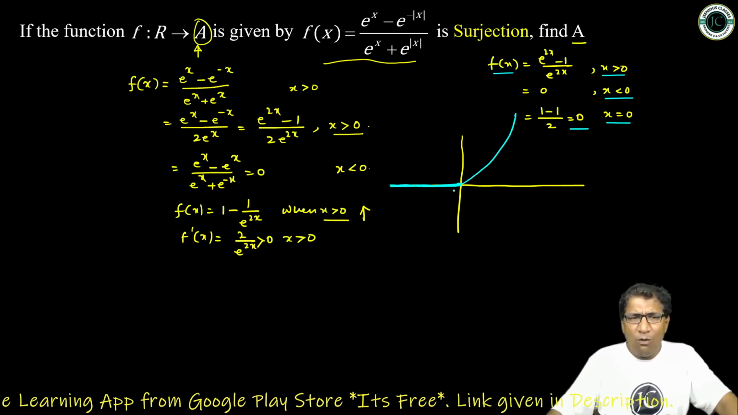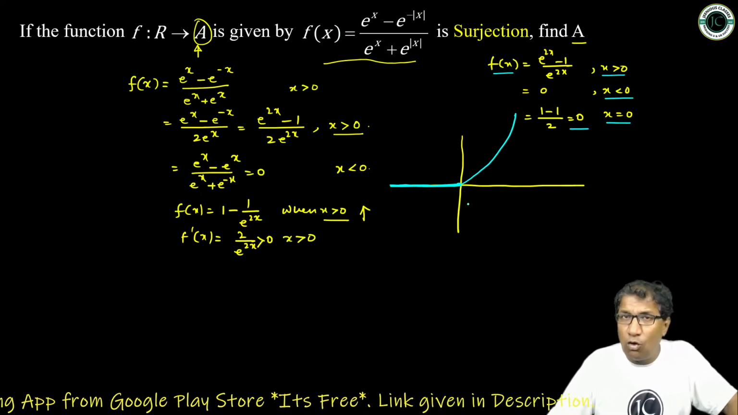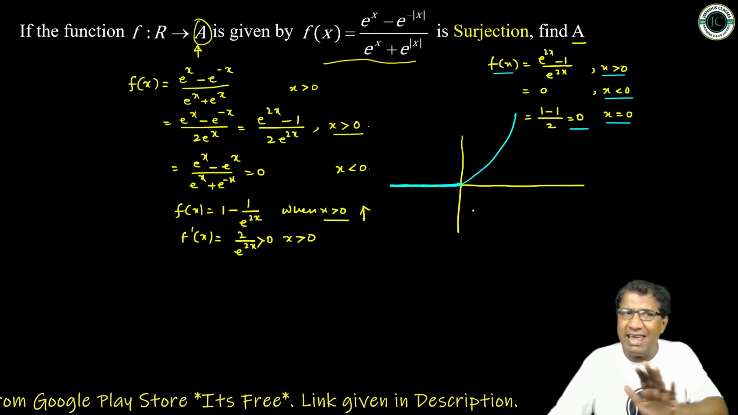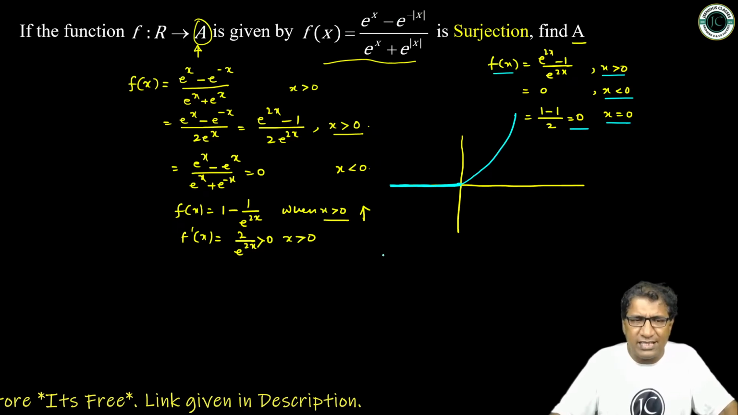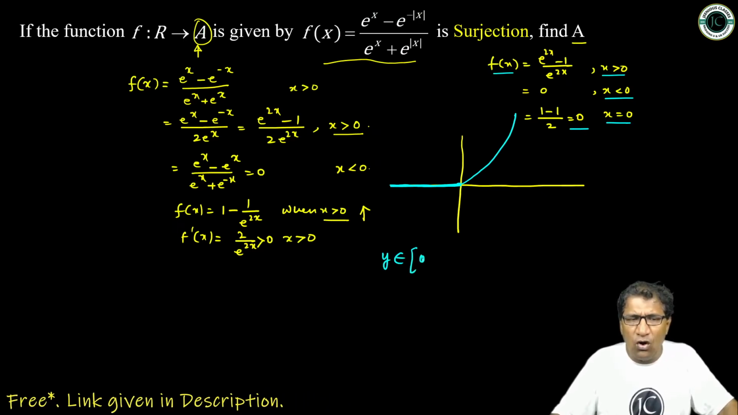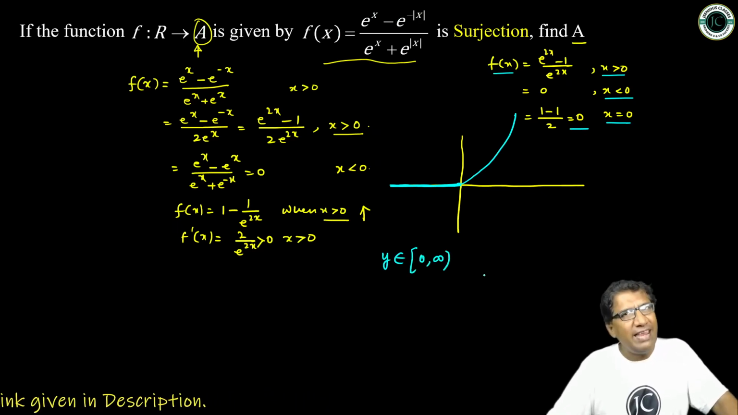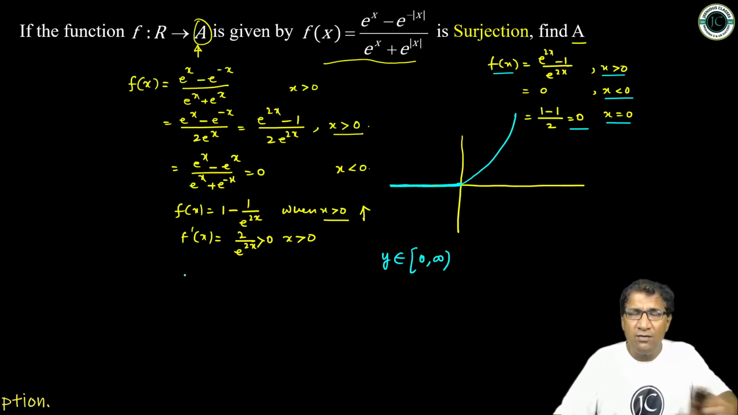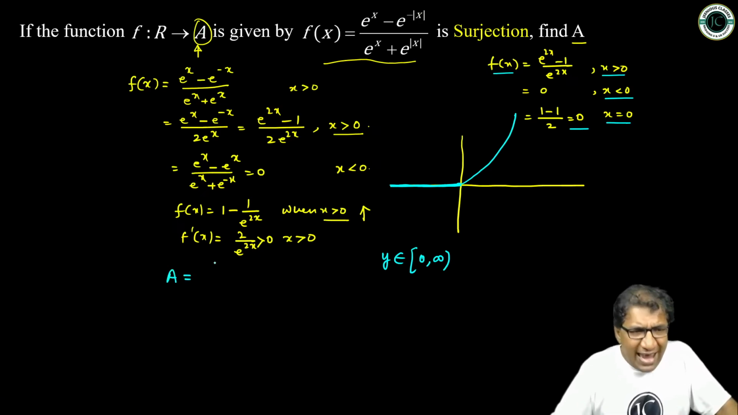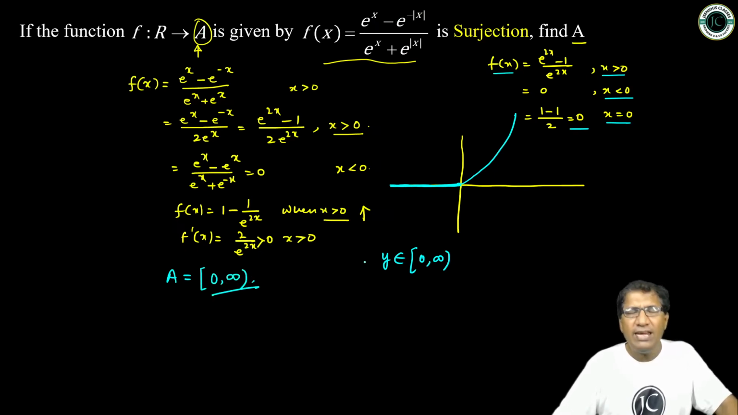Is it clear? Now we can easily see that the domain for this function is x belongs to any real value. That's okay. But the range of this function is y belongs to [0, infinity), right? Therefore, the range of this function, which is eventually the codomain A, is nothing but [0, infinity). Is it clear to all of you? Is this problem clear to all of you? Okay.